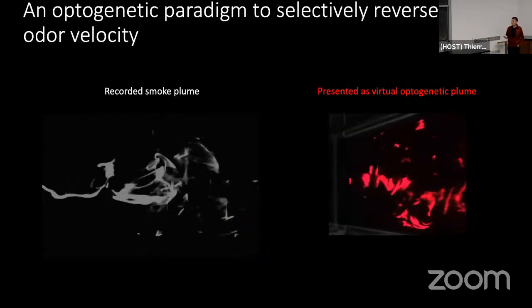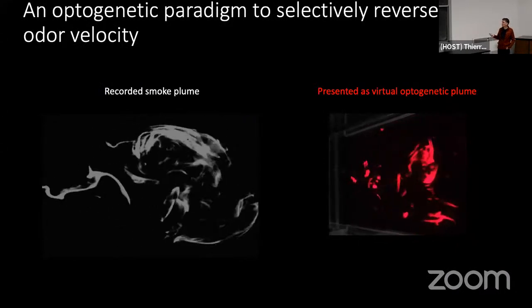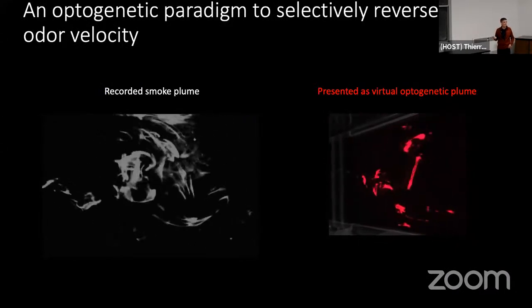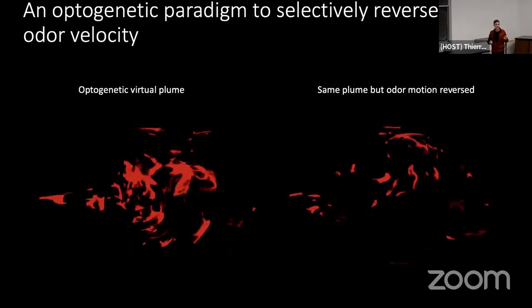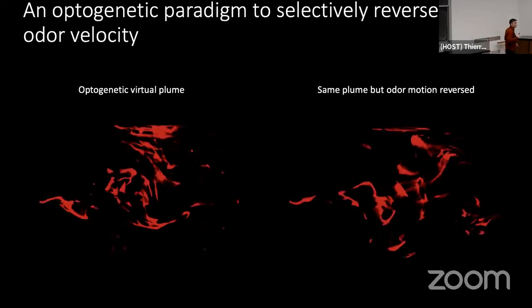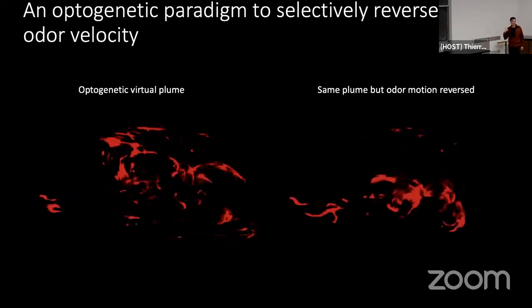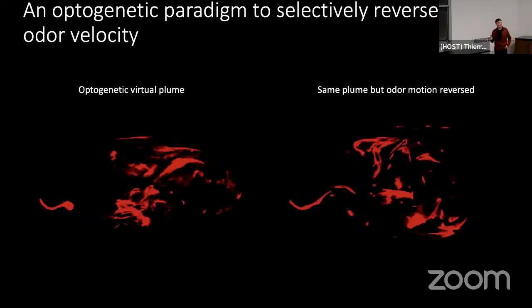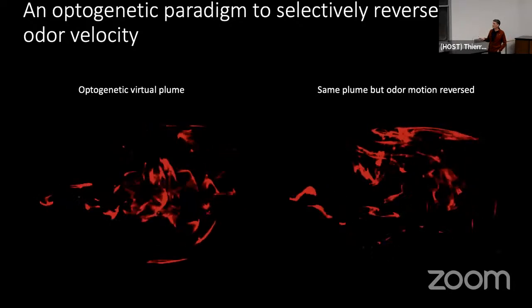What we can do is take this smoke plume that we recorded and project it, as I was saying before. But we're going to project it in 2 ways. On the left, we project it normally. On the right, we're going to inverse time. And so you reverse the correlation when you do that, but you keep the rest of the statistics the same. And so in this case, the fly should do worse than in this case.